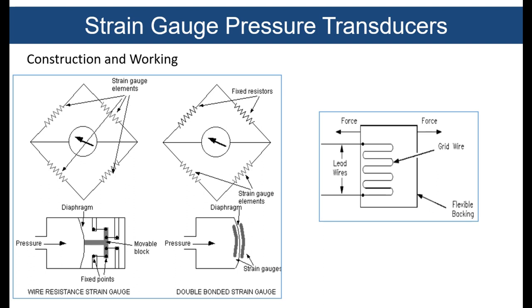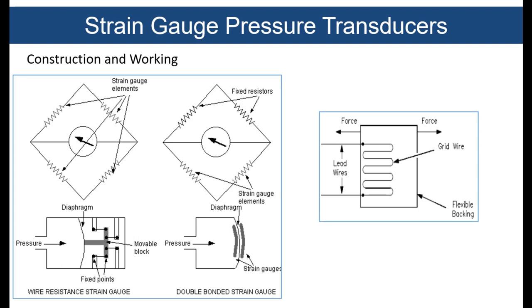If you see the wire resistance strain gauge, in this we have four strain gauge elements. These four strain gauge elements are nothing but variable resistors which vary as per the change and application of pressure on that element. In the diagram below, we can see the pressure is inserted from one point, and the diaphragm has an addition with a movable block which moves till the fixed points, as the pressure is applied.